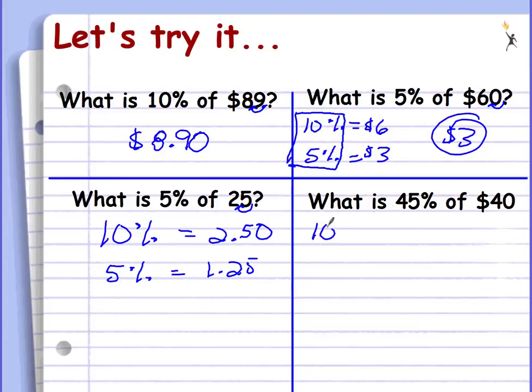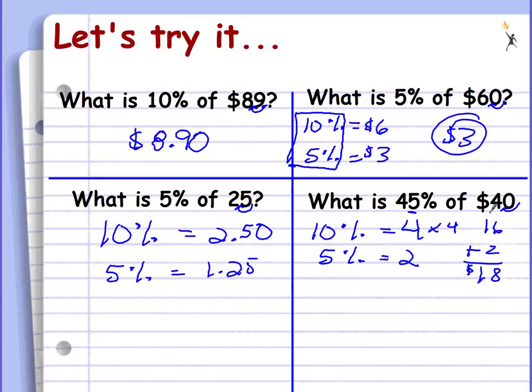What about 45% of $40? Well, 10% I can easily find. That's going to be 4 because I moved the decimal over 1 place to the left. So it's $4. 5% is going to be half of that, which is $2. So I could multiply this 10% 4 times to make 40%, which would give me 16, and then add my $2 to get a total of $18.